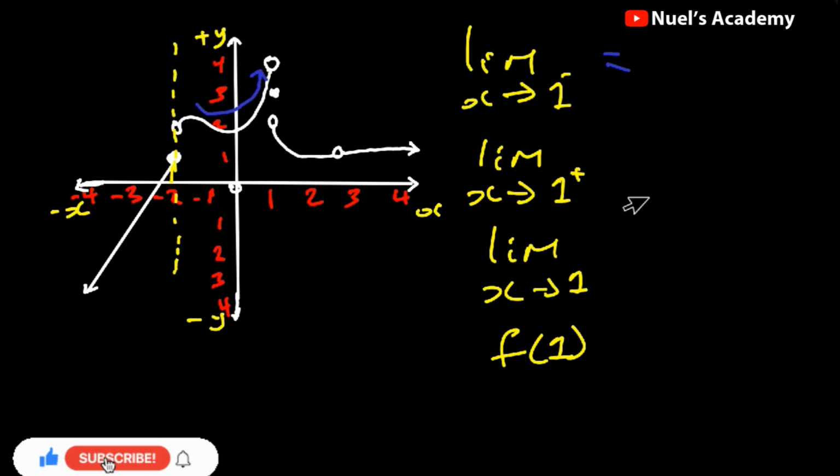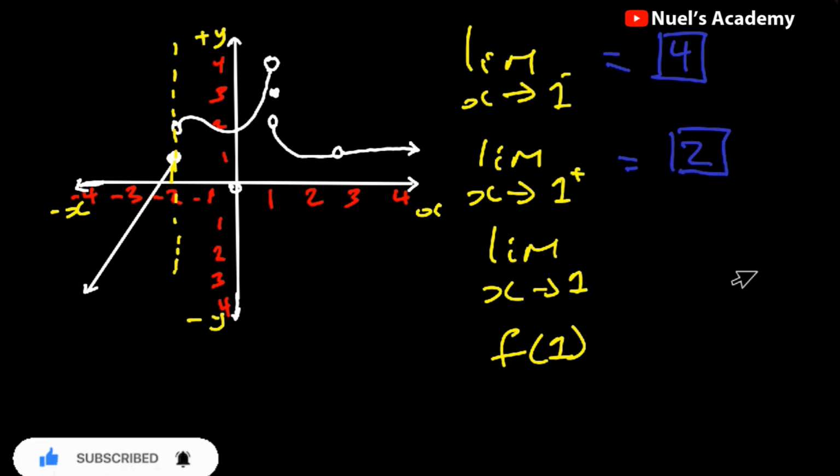The answer is equal to 4. Then the limit as x approaches 1 from the right-hand side, we're going to follow this curve. This is equal to 2. We are picking the y value 2. So what is the limit as x approaches 1? Because these two answers are not the same, the limit as x approaches 1 does not exist.